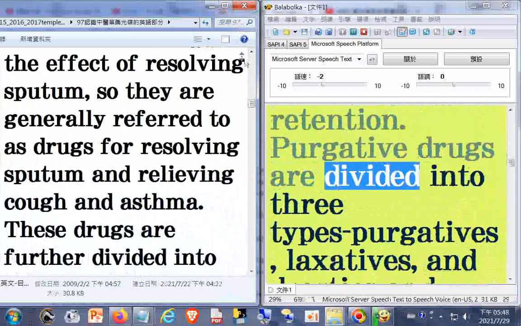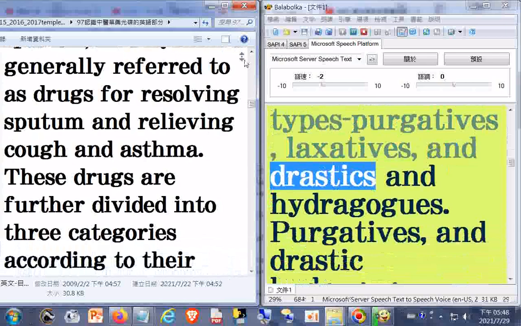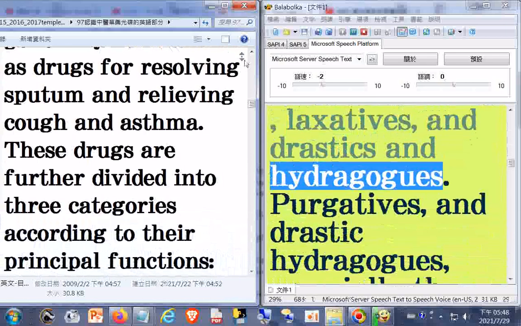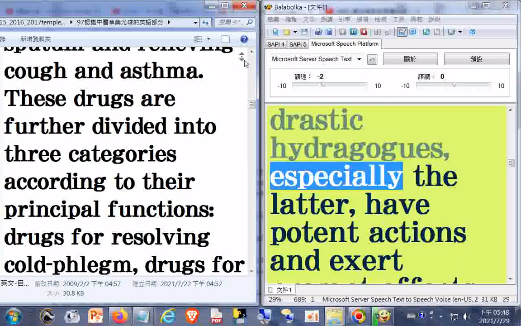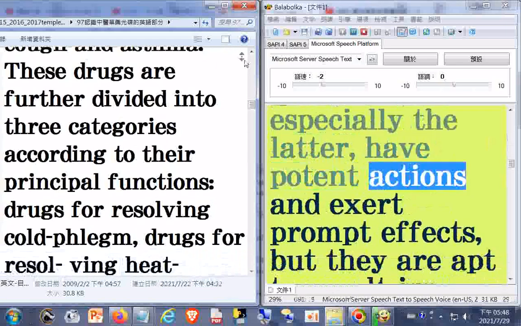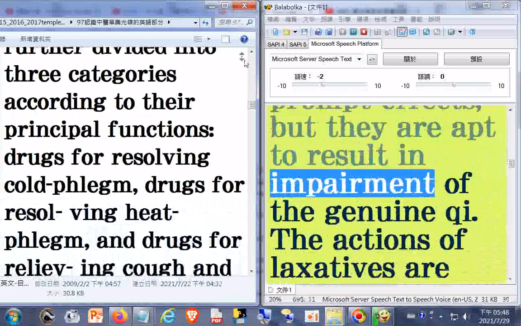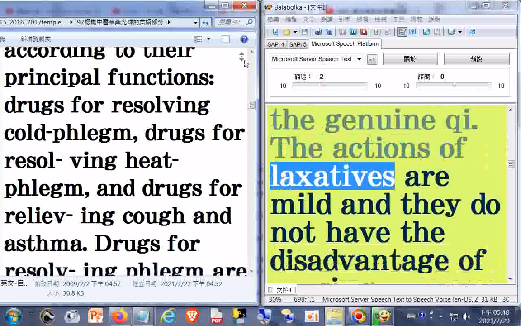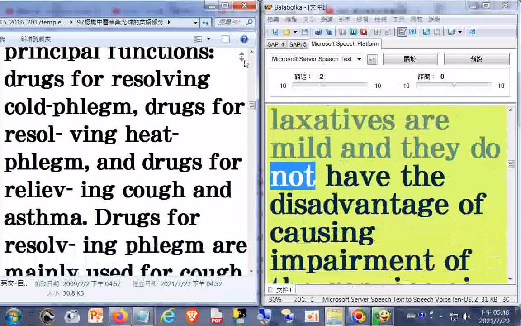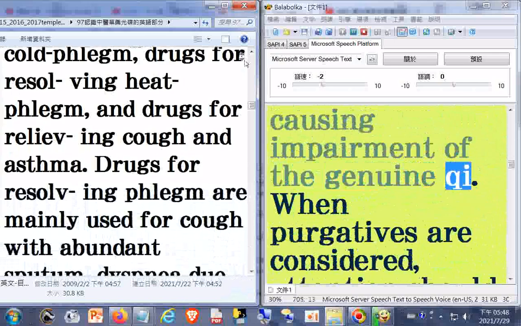Purgative drugs are divided into three types: purgatives, laxatives, and drastics and hydragogues. Purgatives and drastic hydragogues, especially the latter, have potent actions and exert prompt effects, but they are apt to result in impairment of the genuine qi. The actions of laxatives are mild and they do not have the disadvantage of causing impairment of the genuine qi.